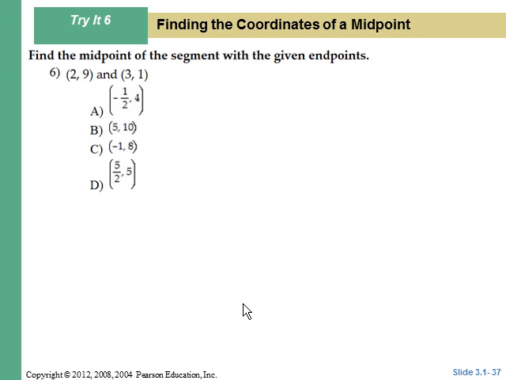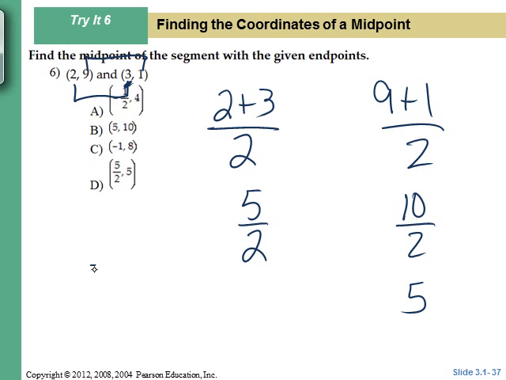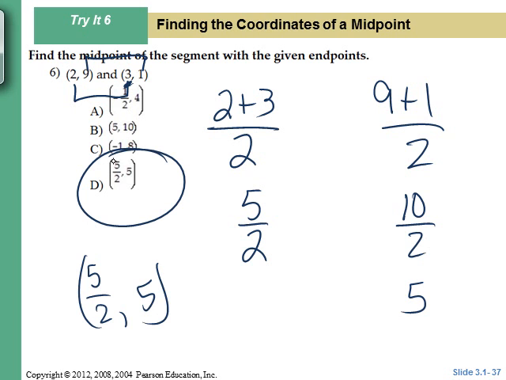Last one. Okay, so we add them up. 2 plus 3 divided by 2, and 9 plus 1 divided by 2. Remember that we're doing the first coordinates and the second coordinates. This is 5/2. 9 and 1 is 10 halves, which is 5. So our answer is 5 halves, comma, 5. Remember, it's an ordered pair, and so that is the answer to this question.